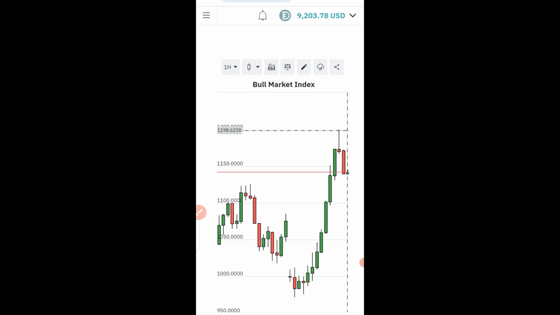Just imagine that you enter this trade at this candle. That is 1, 2, 3, 4, 5, 6, 7. You could have even won 7 trades in a row. So that is how you trade this strategy.